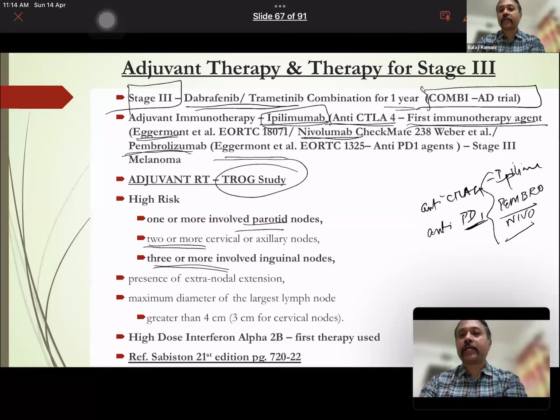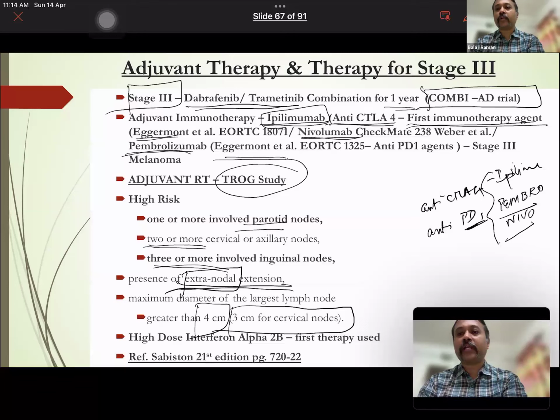And anyway, presence of extranodal extension, like in head and neck, every area, extranodal extension is now taken into account. And the size: greater than 3 centimeters for cervical nodes, and greater than 4 centimeters for the other sites. So these are all indications for going in for adjuvant radiation. So one parotid node, two or more cervical and axillary, three or more inguinal, size greater than 3 in the cervical region and greater than 4 in other regions, and presence of extranodal extension, all of these are indications for adjuvant radiation as well.